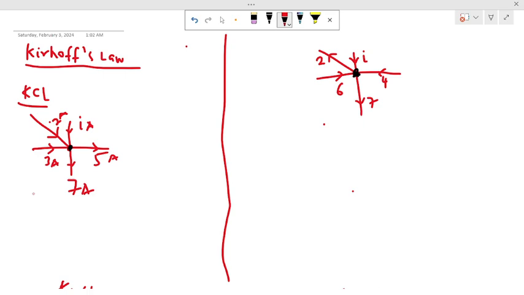And so to find I ampere, we add the currents that are entering the node and we equate it to the summation of the currents that are leaving the node. So we have 3 plus 2 plus I is equal to 7 plus 5. And this is going to give us I equal to 7 ampere. Now pause this video and try your hands on the second question. So when you solve the question, you are going to get I equal to 1 ampere.